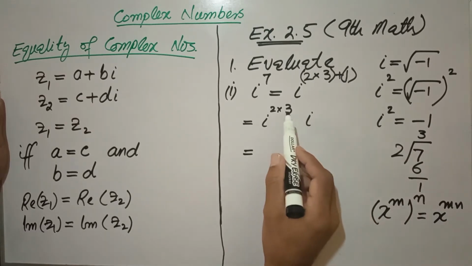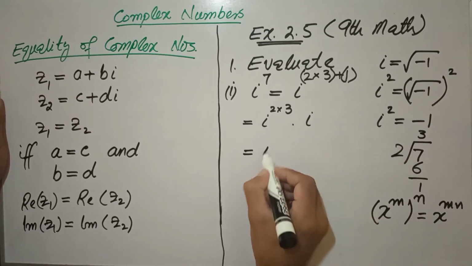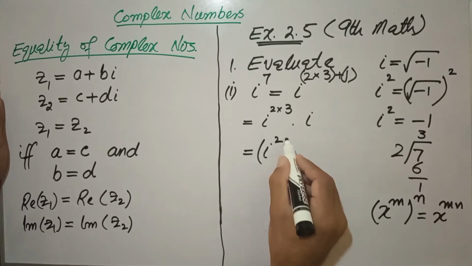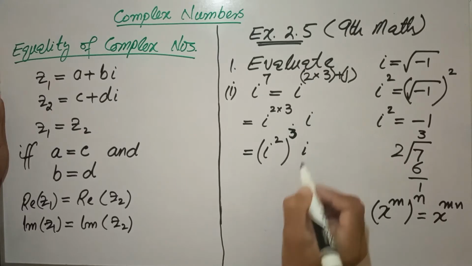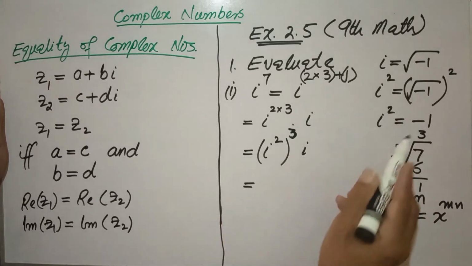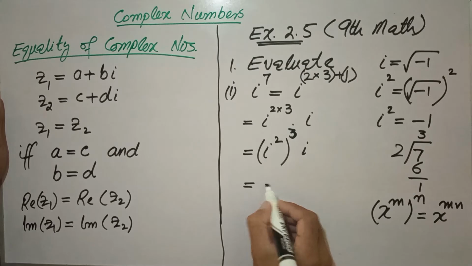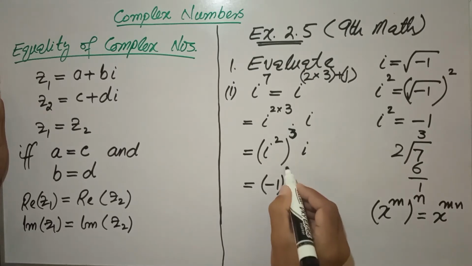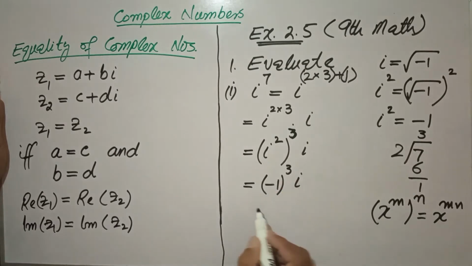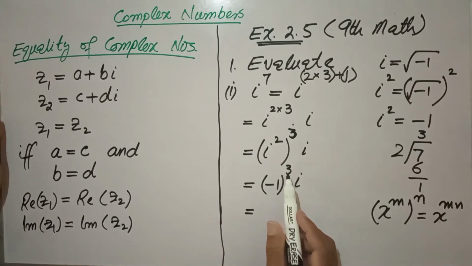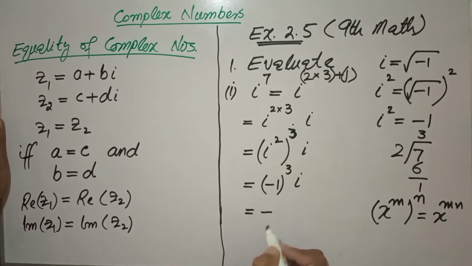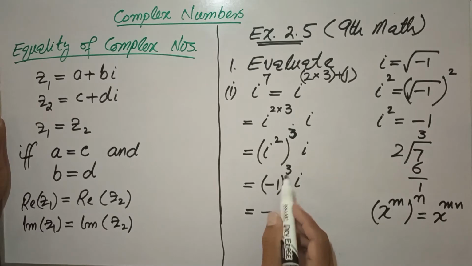Here this is the product of two numbers, so we can write iota square power 3, and here we have iota. From here we know that iota square is -1, so (-1) cube into iota, and we know that if the power of a negative number is odd, then we have a negative number, and if this is even, then we have a positive number. In this case this is odd, so we'll get a negative iota.